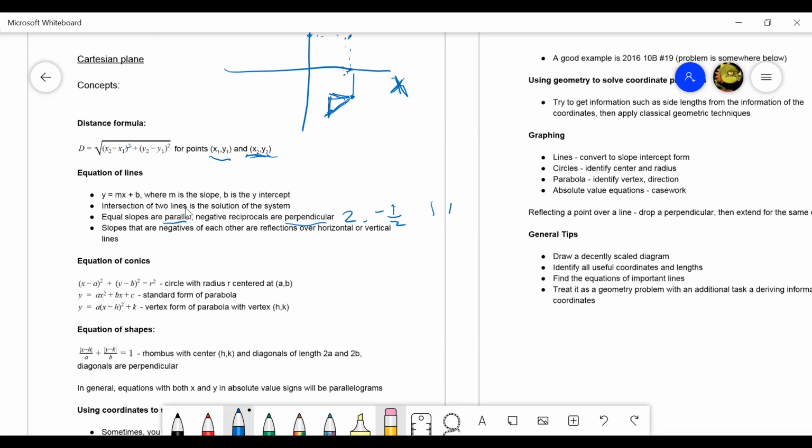Lastly, slopes that are negatives of each other, something like 2 and negative 2, are the reflection of the line over a horizontal or vertical line. For example, a slope of 1, when you reflect it over a vertical line, becomes a slope of -1. If you reflect over a horizontal line, it becomes a negative slope as well. So when you reflect a line over a vertical or horizontal line, you just take the negation of the slope. That's really it for lines.